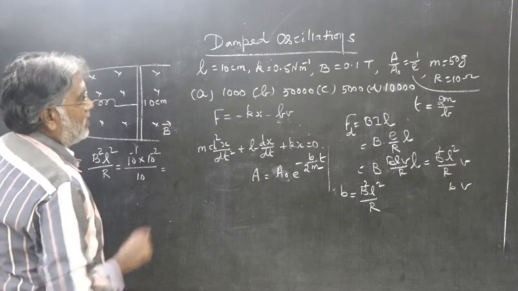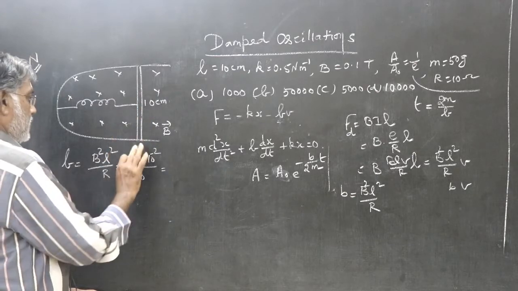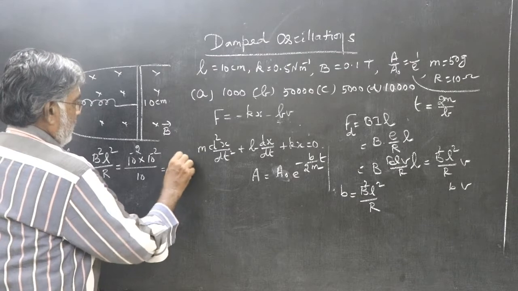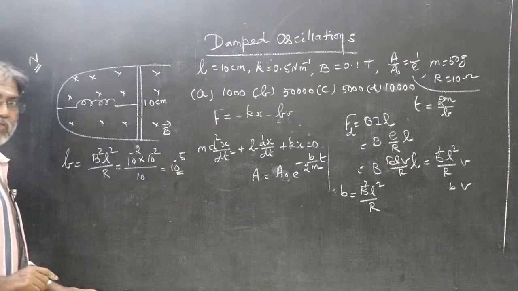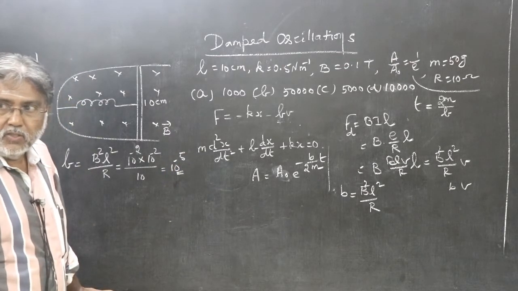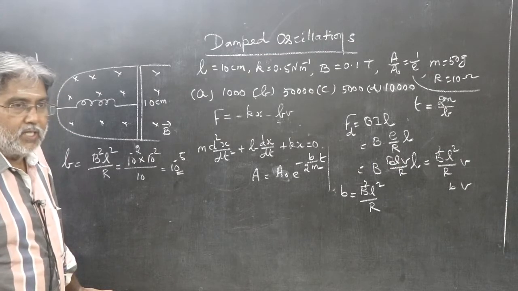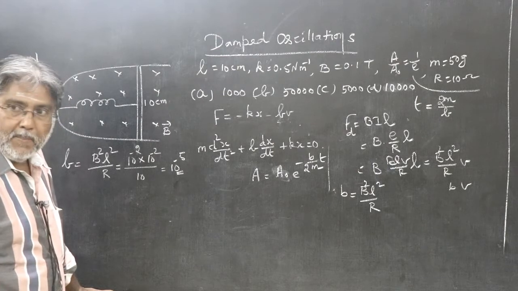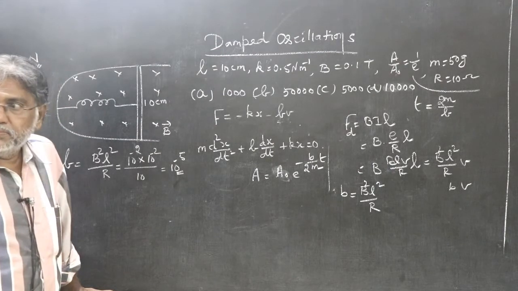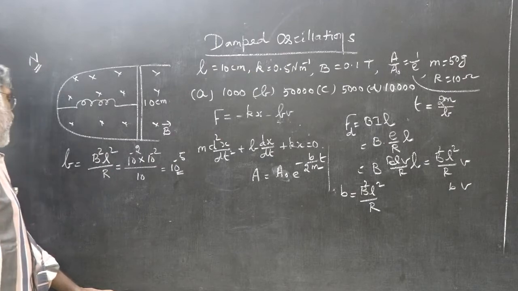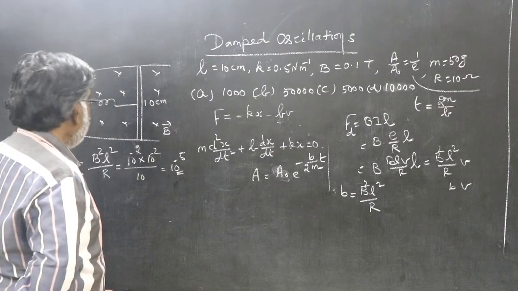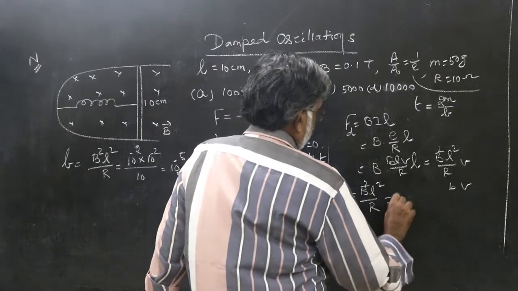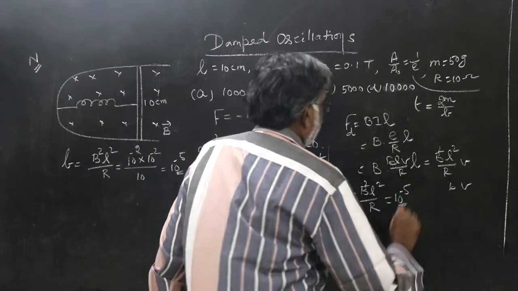Again B squared, 10 power minus 1 squared, so here also 10 power minus 2. So overall 10 power minus 5. It is pretty small, 10 to the power of minus 5. So damping is very, very small. So it is a case of under damping. Right? Okay. So b value is 10 to the power of minus 5.